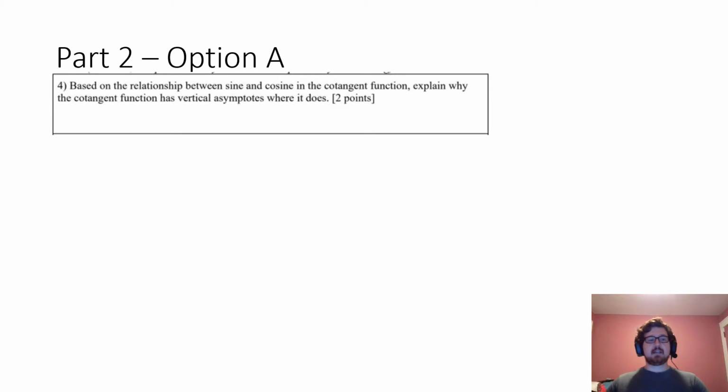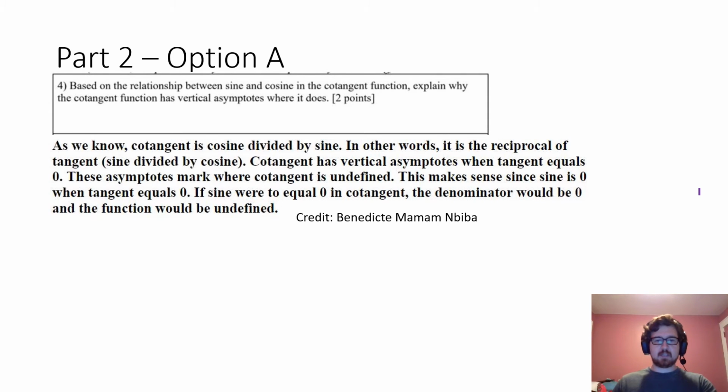So here, a lot of people were really close to this one. Let's see what an exact answer looks like. Okay, so good job, Benedict, for getting an exact answer. The reason Benedict got an exact answer is she clearly stated cotangent is cosine divided by sine in her answer. And then she also mentioned a second way, she didn't have to, but she did, that it's a reciprocal of tangent. She said because it has vertical asymptotes when tangent equals 0.